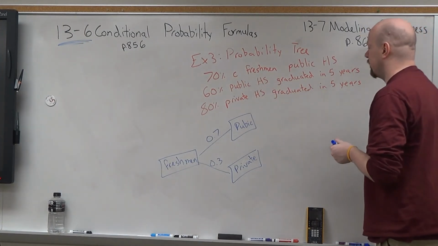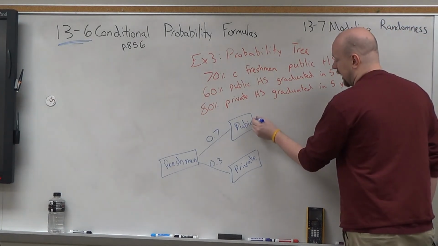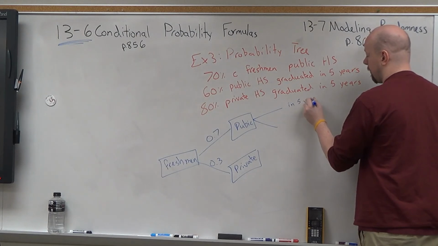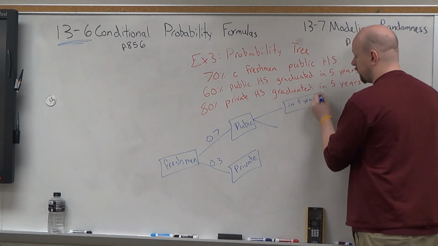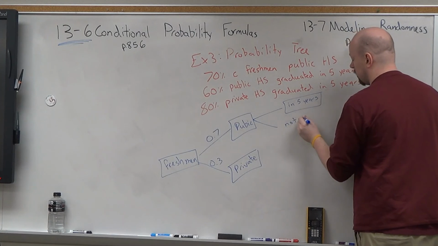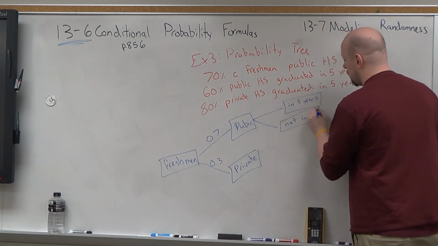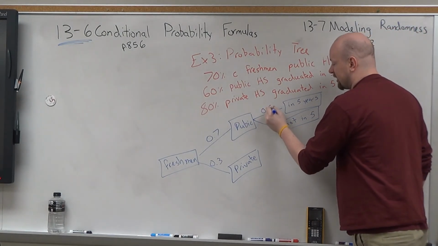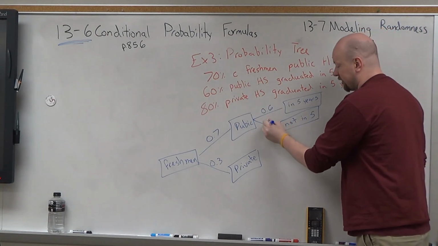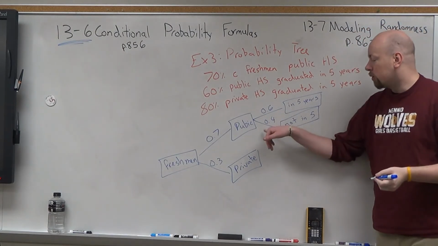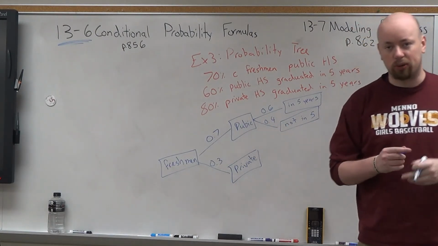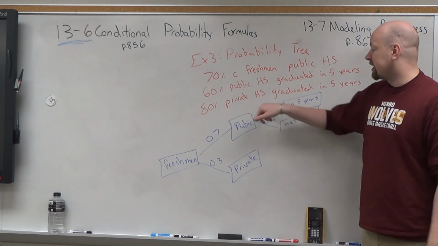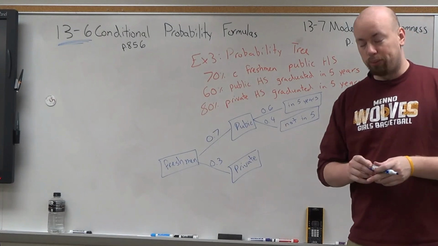60% of public high school kids graduated in 6 years. So, again, I get branches: in 5 years, and then, of course, not in 5. And of course, 60% of them graduated in 5 years, so I get a 0.6 here, and then here I will get a 0.4. We only worry about the percentage of that particular branch. So the 60% isn't 60% of the whole, it's just 60% of this public school kid group.